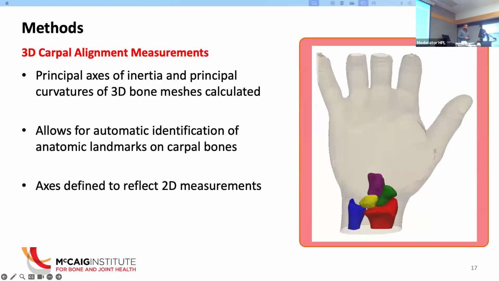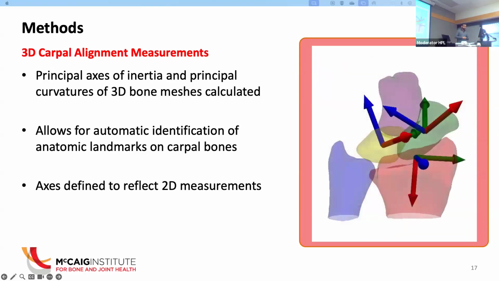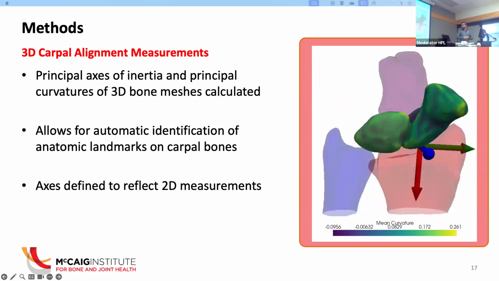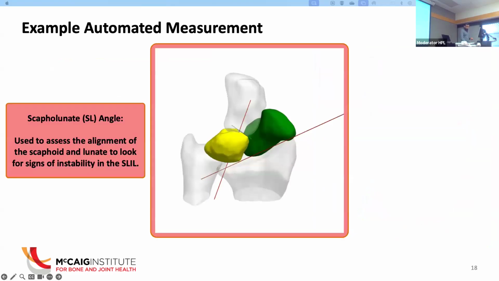So to develop that automated pipeline, I had to figure out ways that I could identify specific anatomic landmarks on both the radius and the carpal bones that could be used to define these angles and distances. To accomplish this, I developed custom Python scripts that can calculate the principal axes of inertia and the principal curvatures of the bone. So just zooming in here, I use specific relationships between these principal axes and general curvature patterns to identify specific points of the bones. And then just a quick look here at the curvature patterns as well.